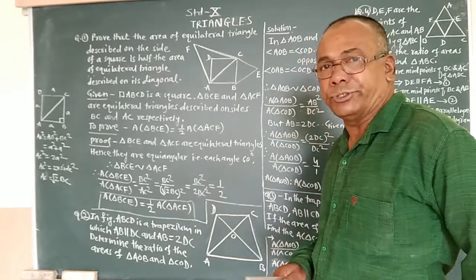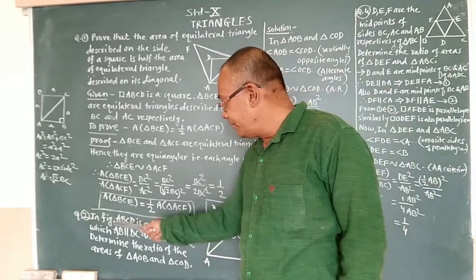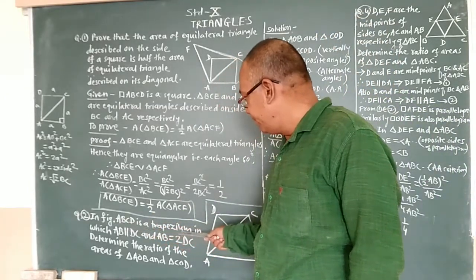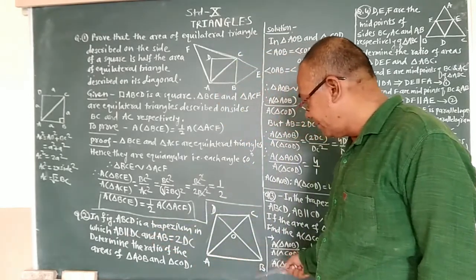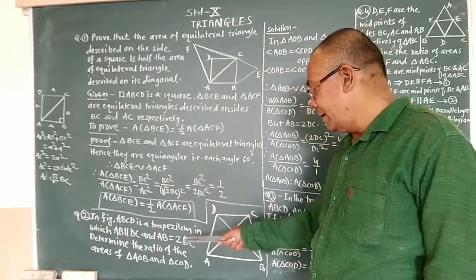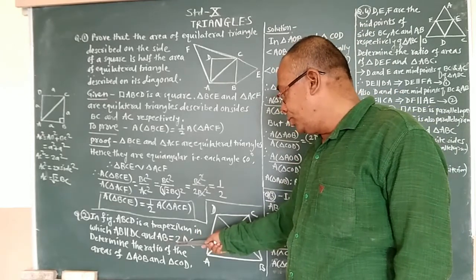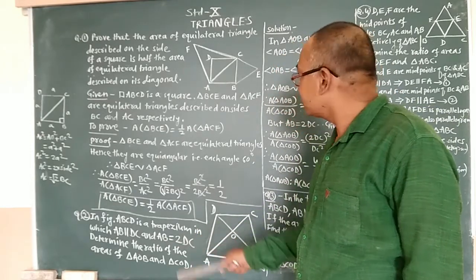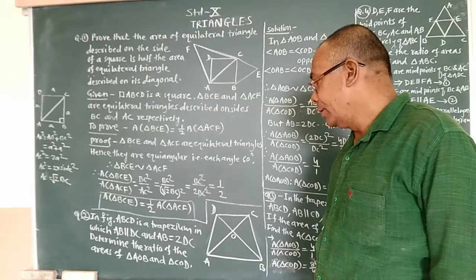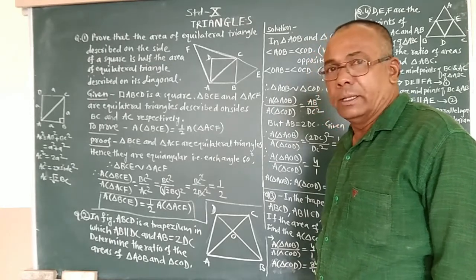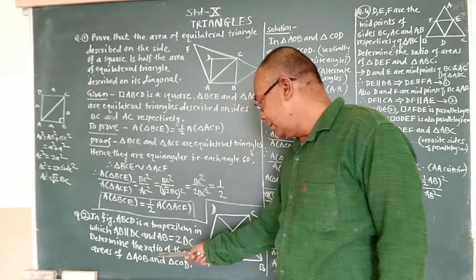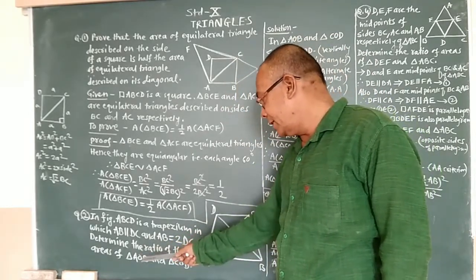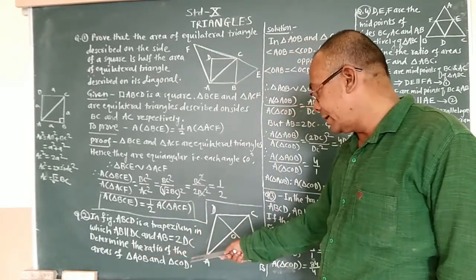And now we will see the question: in the figure, ABCD is a trapezium in which AB is parallel to DC. Here AB parallel DC, and AB equal to 2 DC is given. Now determine the ratio of the area of triangle AOB and triangle COD.